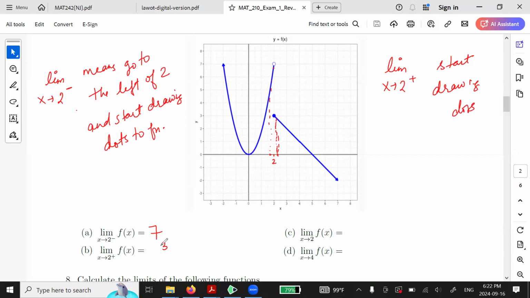Do they match? Then what is the limit at 2? How many go for 0? Good job.